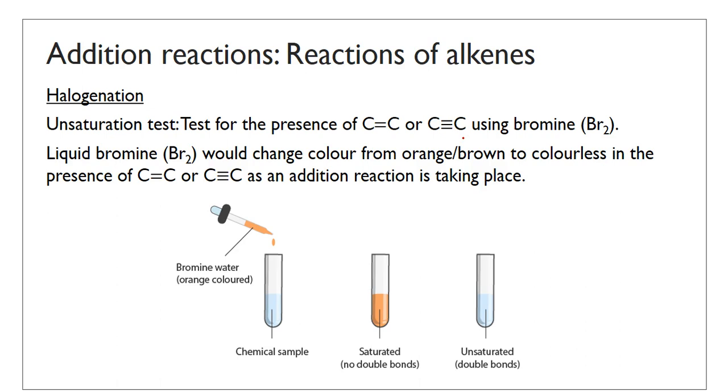Now, bromine is a liquid that is orange-brown, and if it undergoes a chemical reaction, so if the two atoms of bromine dissociate from each other, so if this bond is broken, essentially the solution is going to go from orange-brown to colorless. So there's a color change that can be observed, and you can use this to detect whether or not a C=C double bond or C≡C triple bond are present in an organic compound.